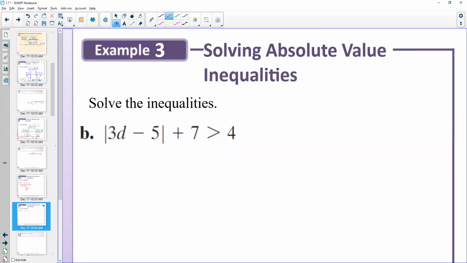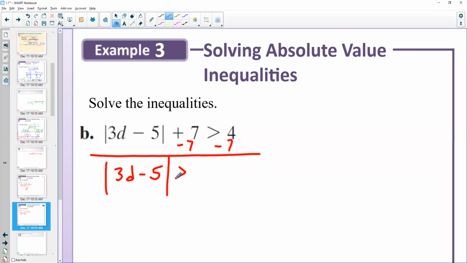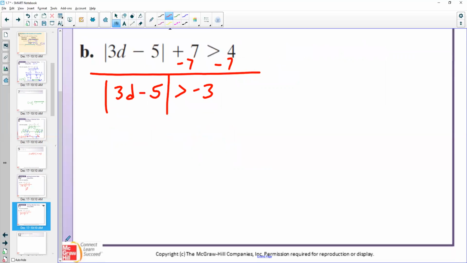Let's try this one. This one is pointed the other way. So let's see what happens. I'm going to subtract 7. I have the absolute value of 3d minus 5 is greater than -3. Well, listen, we can work it out, but here's what's going to happen.